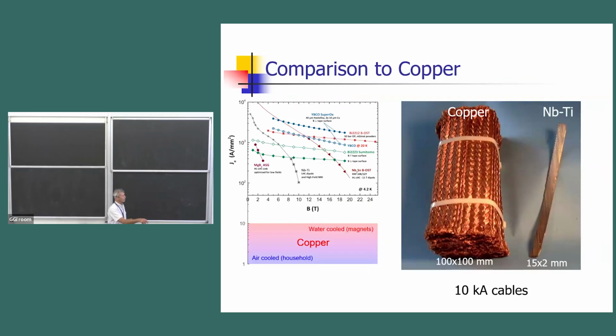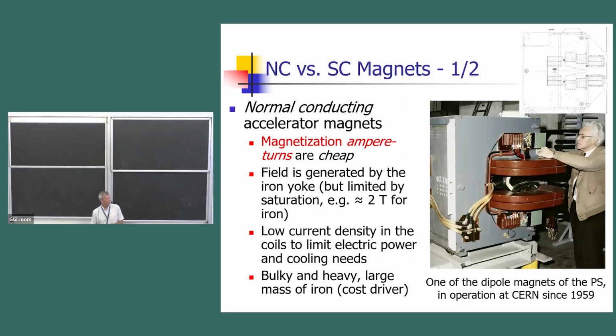The same current gets carried by a bar of 100 millimeters, or by a 15 times 2 millimeter niobium titanium superconductor. They both carry 10 kiloamps, okay? That's again the size change, 2 orders of magnitude there.